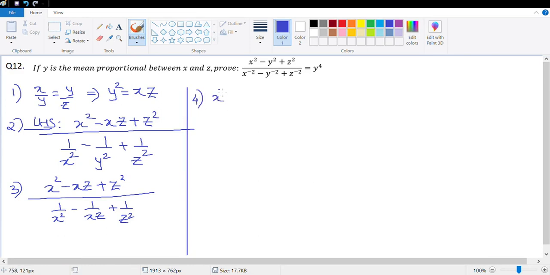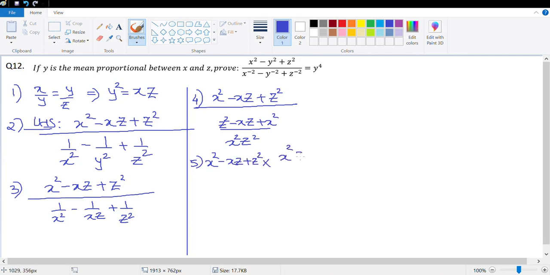This gives me x square minus xz plus z square, and in the denominator let's take the LCM and add or subtract them. LCM of x square, xz and z square would be x square z square. So the first term would be z square, the second term will be xz and the third term will be x square. Now this is the first term divided by the second term, so this will become x square minus xz plus z square multiplied with x square z square divided by z square minus xz plus x square.